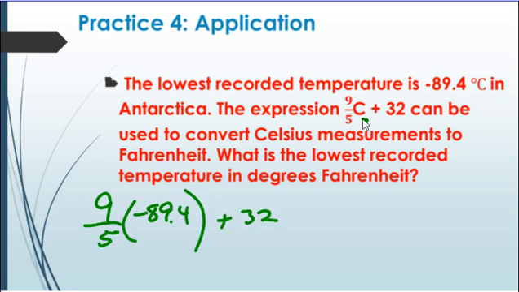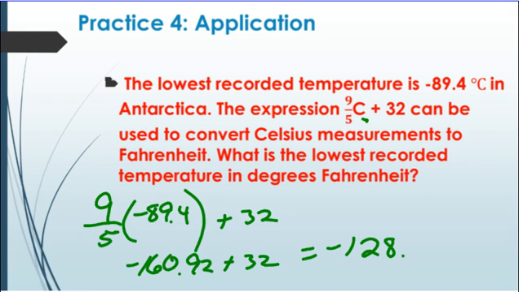So 9/5 times negative 89.4 equals negative 160.92 degrees, plus 32 gives us an answer of negative 128.92 degrees.